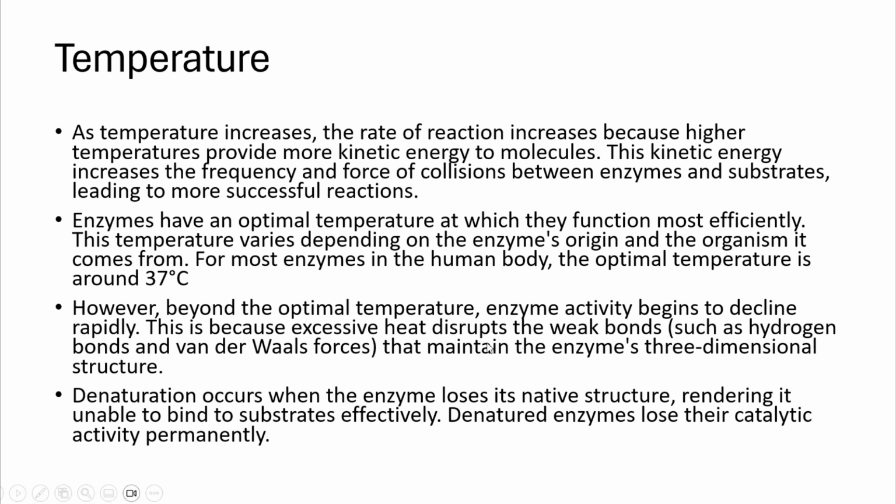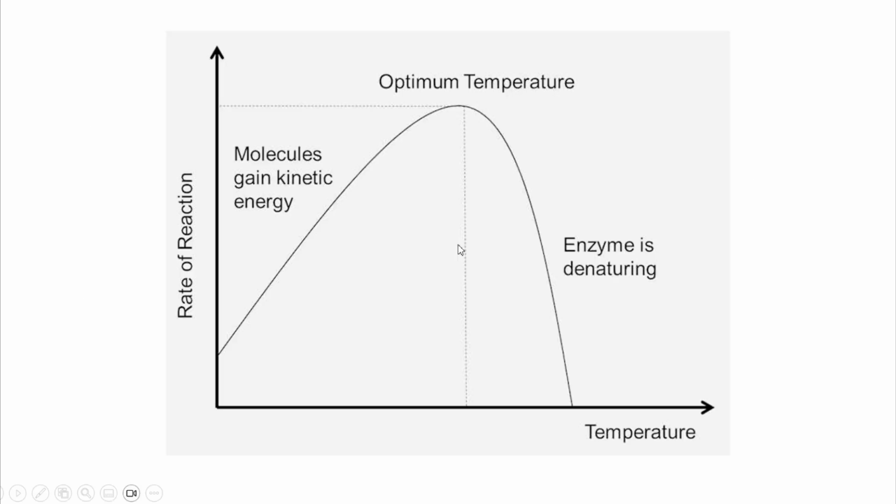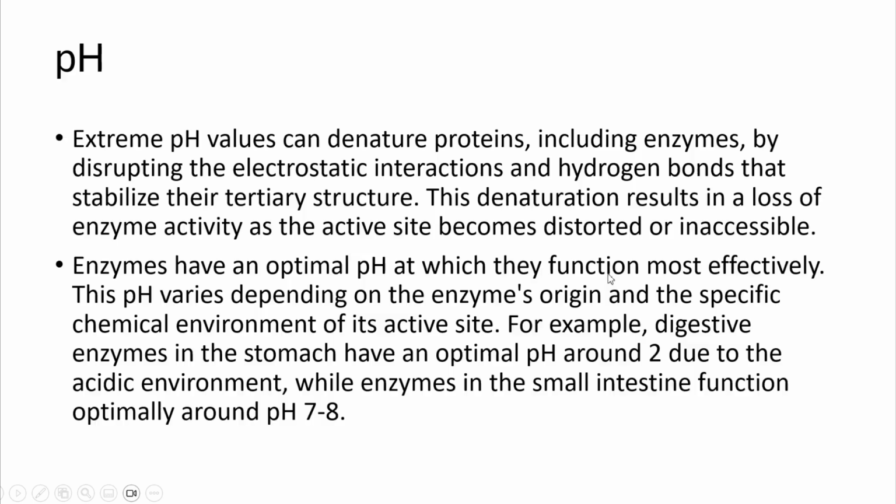So denaturation occurs when the enzyme loses its native structure, rendering it unable to bind to substrates effectively. Denatured enzymes lose their catalytic activity permanently. Because the active site is going to change shape now, it's going to start falling apart. It can't react anymore. That active site can't be used. It can't bind to anything. You get me? So it's going to be denatured. So this is a kind of curve. As you see, as you gain kinetic energy, the rate is going to increase. The optimum temperature is there. Anything past that starts denaturing. Yeah?